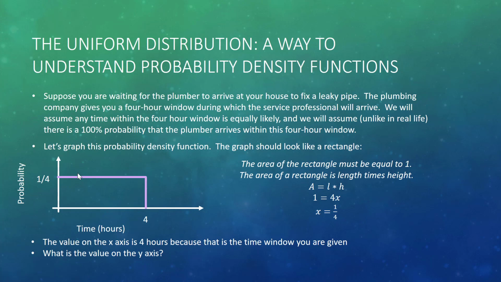So now we have our uniform graph, and so we can actually start answering questions about the probability of the plumber arriving in different intervals. So let's go ahead and do that.